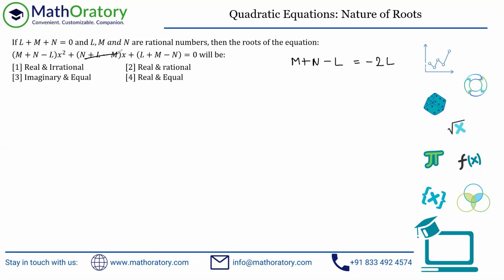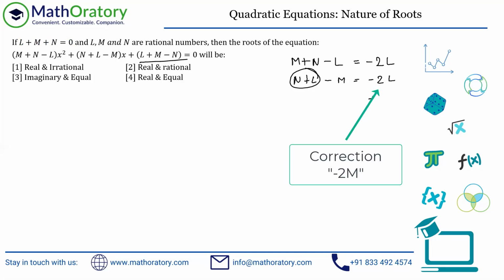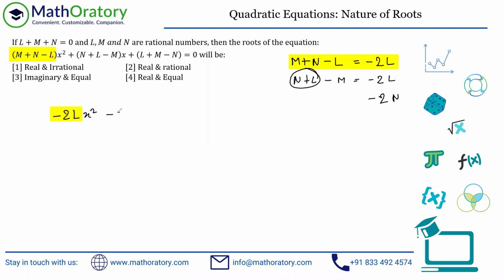The second coefficient that we have, this one, is n plus l minus m. So do the same thing. Now n plus l, according to this, will be minus m, right? Because l plus m plus n is equal to 0. So this will come out to be minus m minus m, that is minus 2m. And similarly, this one will be minus 2n, right? So this is what we have. Now we can rewrite this given quadratic in this way: minus 2l x square, minus 2m, right?